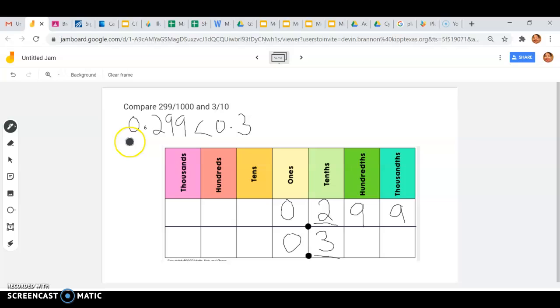Just because the number is longer does not mean that it's greater. That is something very, very important that you want to remember. We see that 299 thousandths is a longer number than 3/10, but just because the number is longer, it does not mean that it's greater. 3/10 is greater than 299 thousandths.